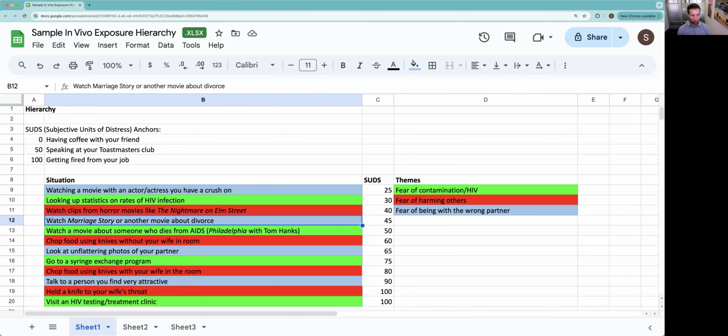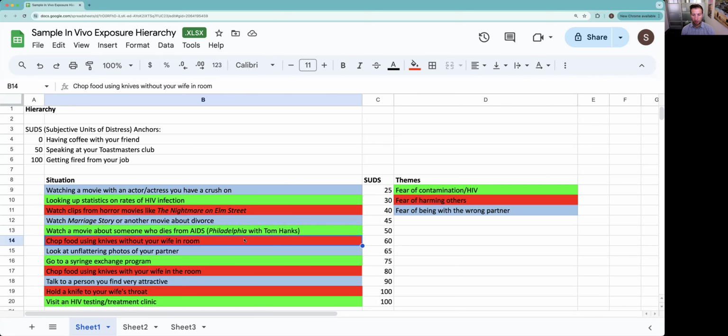And then moving forward, we've got another movie. I'm a big movie guy. We could watch a movie about someone who dies from AIDS to confront that fear of contamination or HIV. And so there's a really good movie back in the 90s called Philadelphia with Tom Hanks that might bring up that, again, that sort of 50 midpoint on our SUD scale.